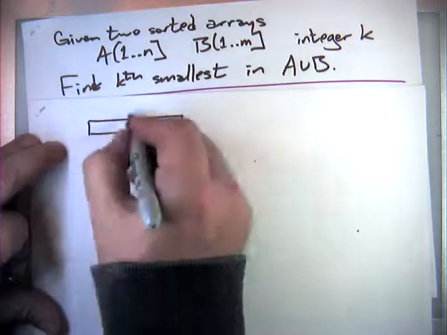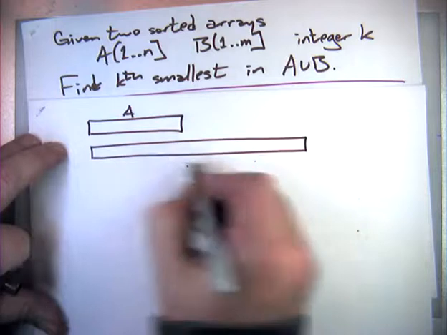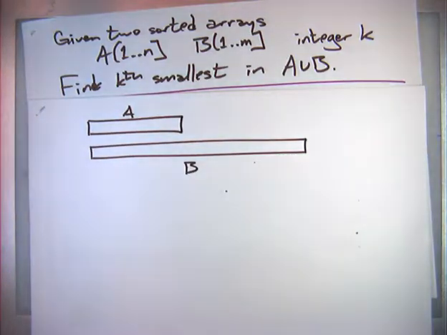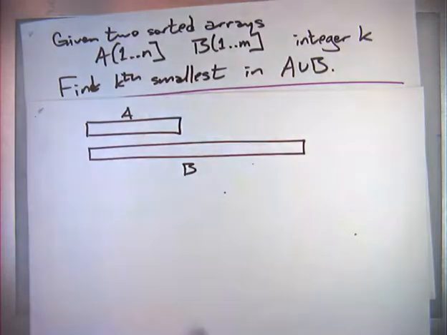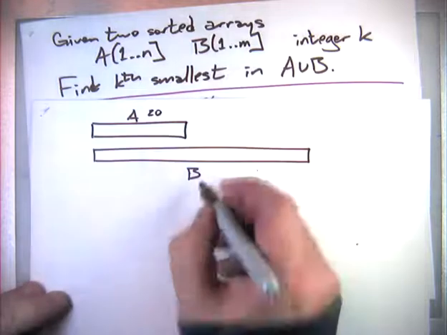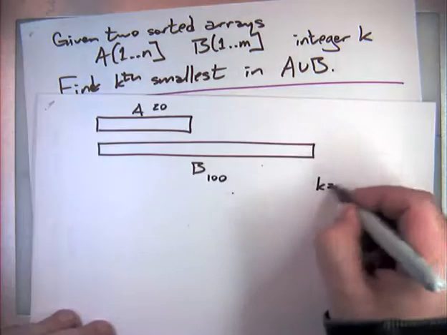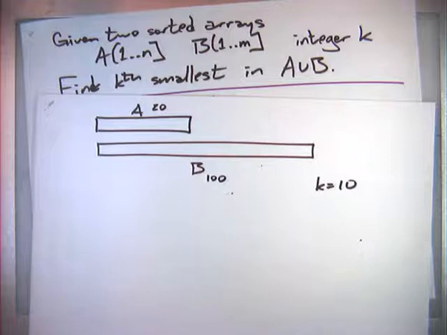So I've got an array A, and I've got an array B. And I'm looking for the kth smallest element for some k. Let me first think about what happens when k is reasonably small. Let's suppose the size of A is 20 and the size of B is 100 and k is 10. Without doing any comparisons at all, I can already throw out most of the input.